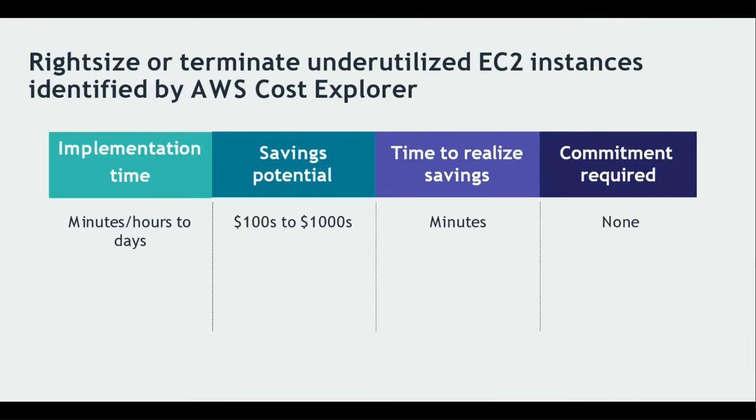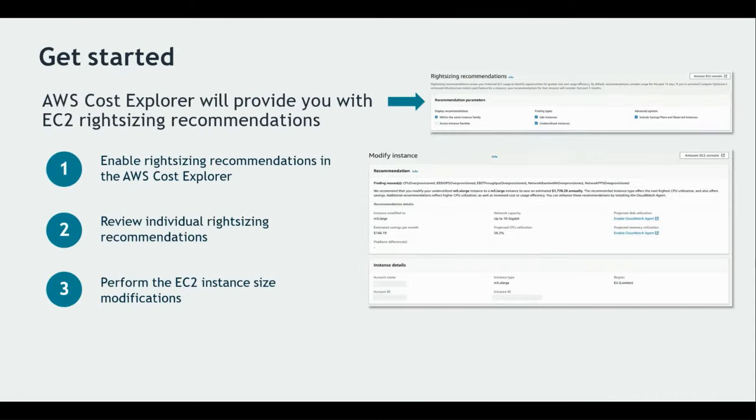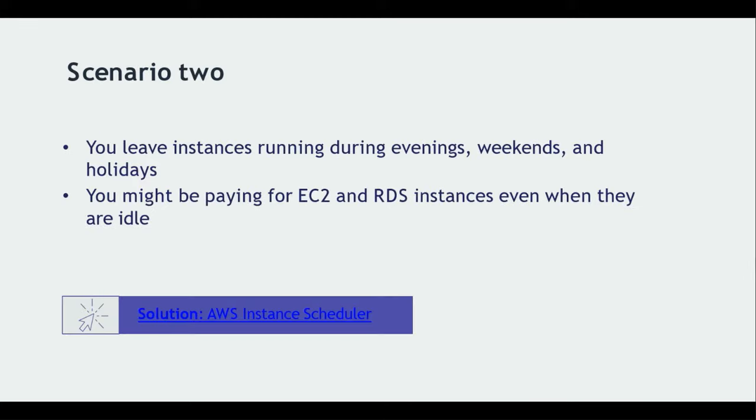When you are creating an EC2 instance, you can see the recommendation from AWS Cost Explorer based on your requirement. AWS Cost Explorer will give you a recommendation for the right sizing of your requirement so that you can modify your EC2 instance size, or else you can go with the right recommendation to stop paying for underutilized or over-provisioned EC2. The second scenario is having instances running during evenings and weekends.